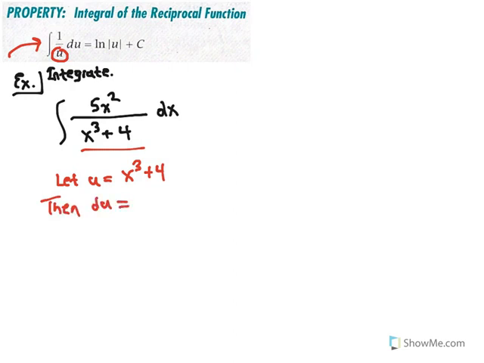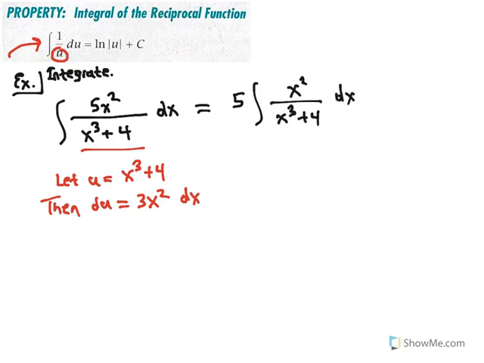Then the differential of u will be the derivative of x cubed plus 4, which is 3x squared, multiplied by the differential of x. Now, I don't have 3x squared in the numerator. I have 5x squared dx. However, we can deal with that. There are different ways you can deal with that. One way is to factor out the 5. So when you factor out the 5, you'll have 5 times x squared over x cubed plus 4 dx.